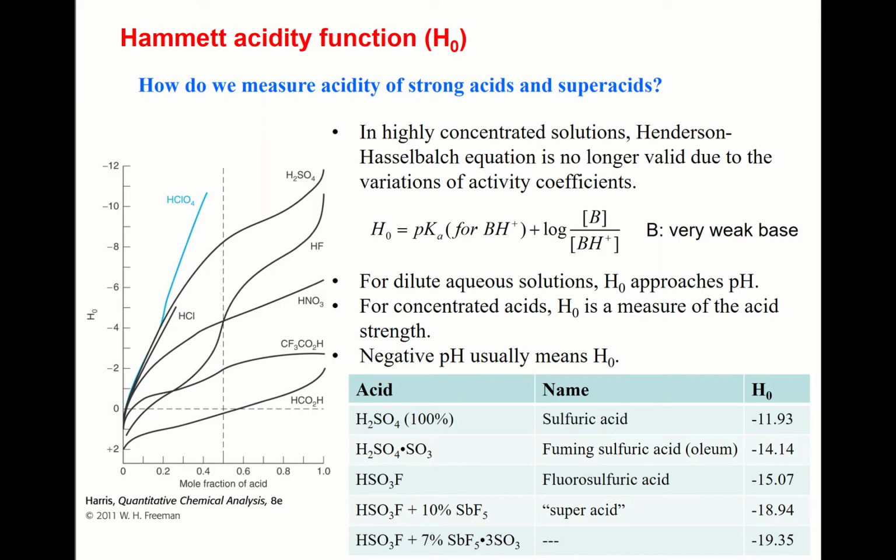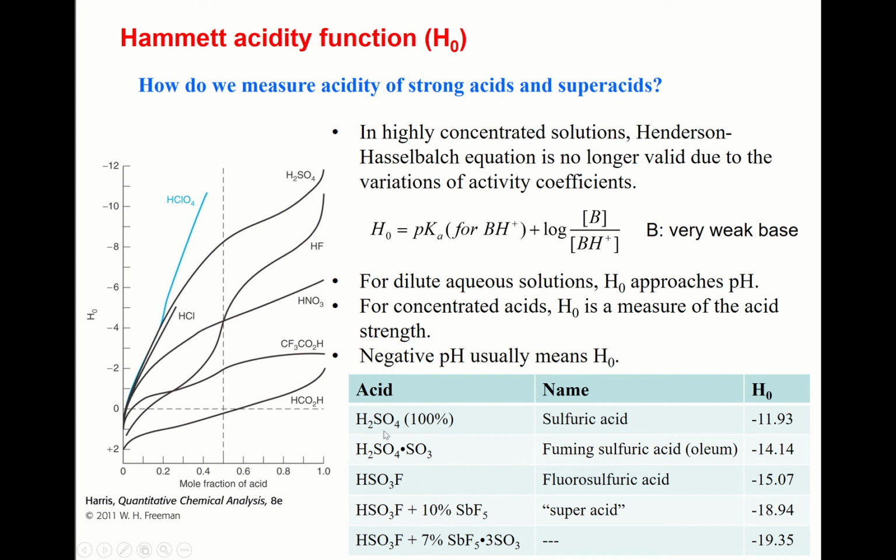The next topic is a rather peculiar one. It is called the Hammett acidity function, with the symbol H0. Hammett and his students asked a question: how do we measure the acidity of a strong acid and a superacid? There are very, very strong acids, so-called superacids. In that case, how do we measure acidity?